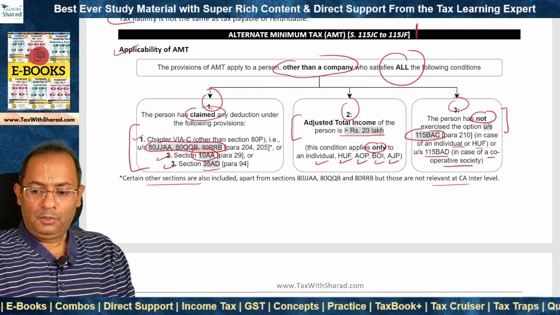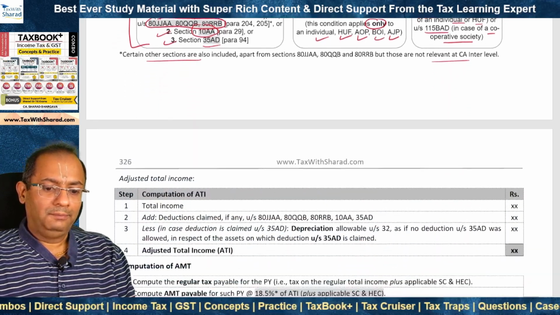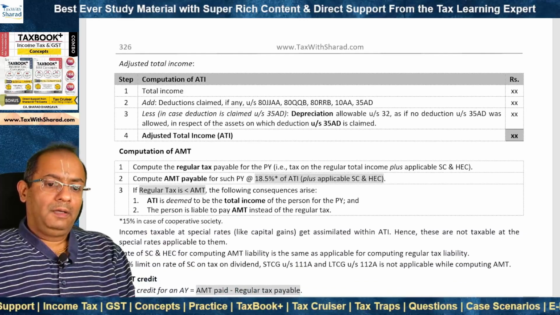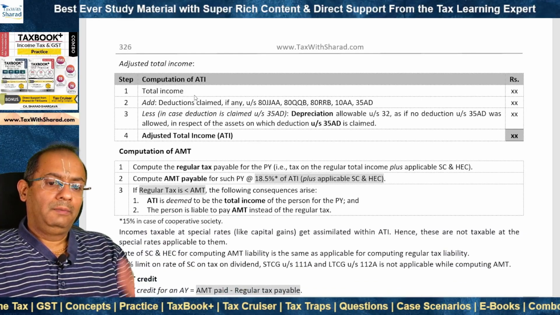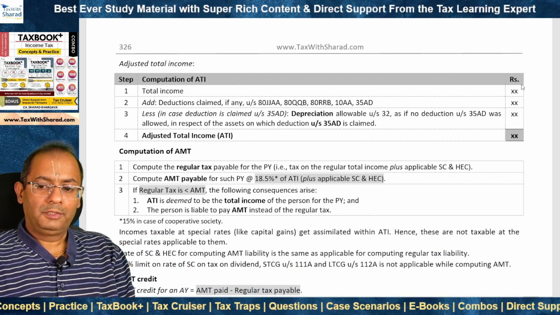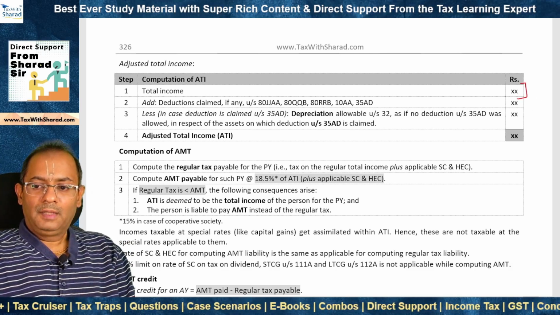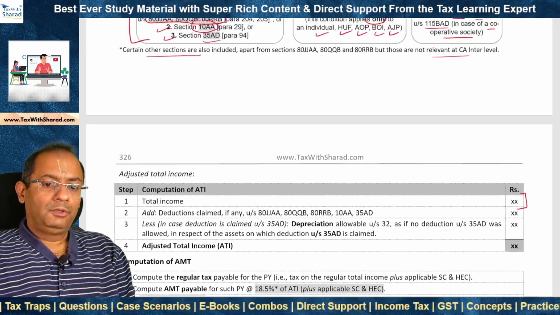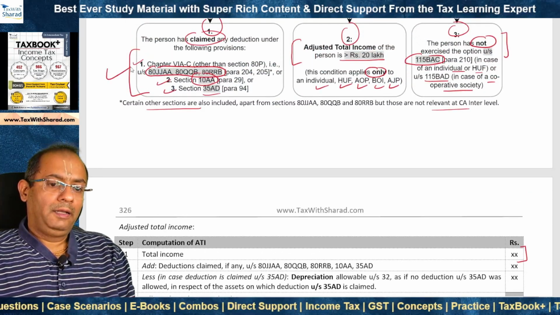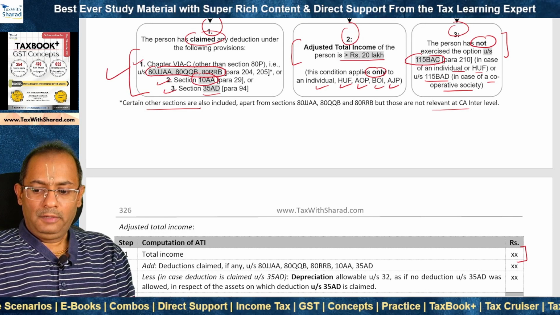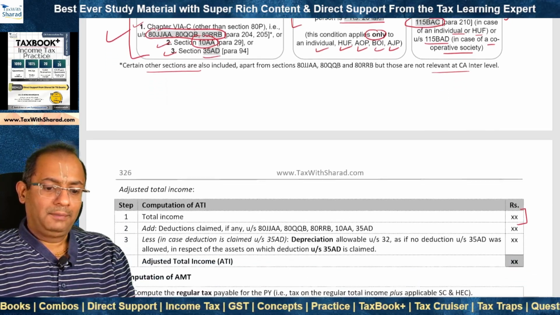So the question is, what is the meaning of adjusted total income? Adjusted total income is the total income adjusted on certain counts. So first we determine the amount of total income. Then, as we noted above, the person should have claimed deductions under any of these provisions. So if the deduction has been claimed, we add back.